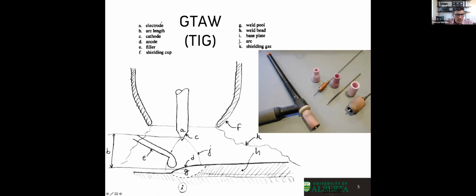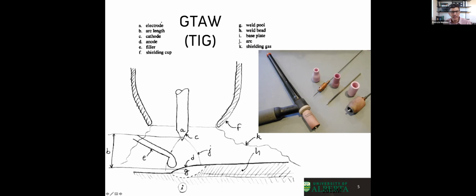And we blow this inert gas, and this will protect the surface of the molten metal from being in contact with oxygen or nitrogen. The nozzle through which it goes, we call the shielding cup. I marked it here as F, and it's this pink thing we see here. Those tend to be made out of ceramic. We're going to see that the similar thing in MIG is made out of metal, but in TIG it is ceramic. Here we have our base plate, and here I indicated the weld pool too. This comes from an exam.